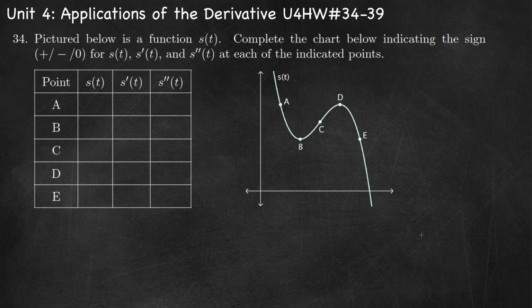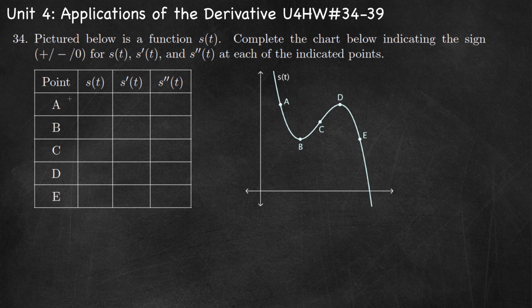Hello, in this video we'll be working through Unit 4 homework problems 34 through 39. For number 34, we're given the graph of a function s of t, and we're asked to decide if s, s prime, and s double prime are positive, negative, or zero at different points along the graph of s.